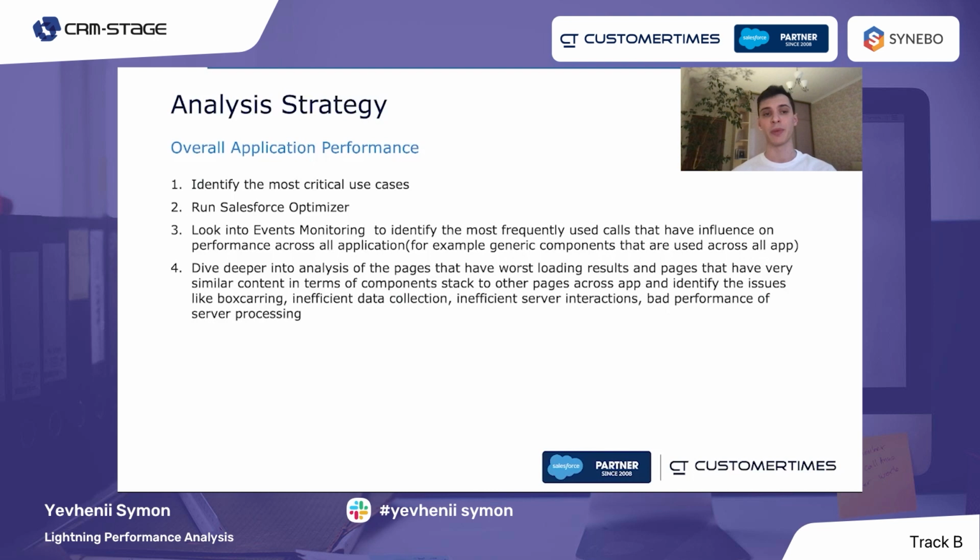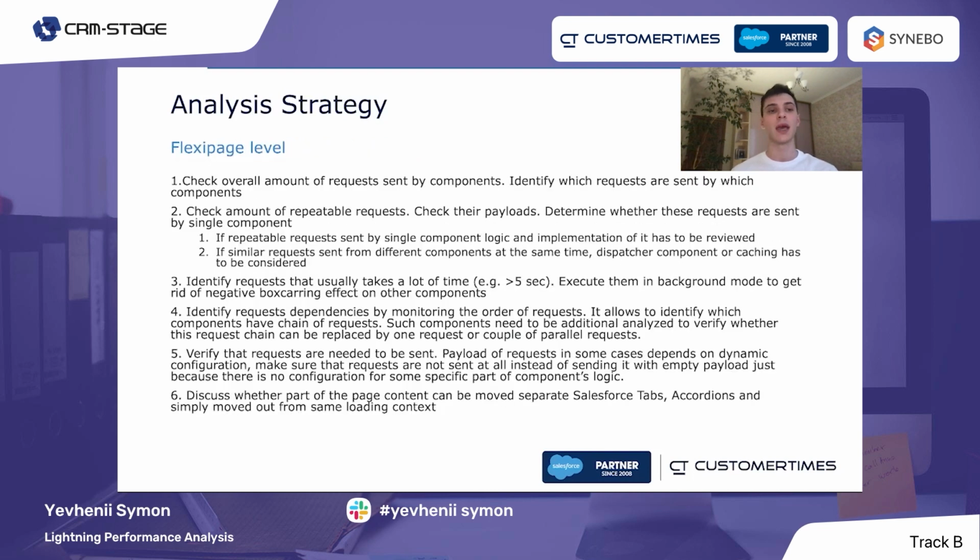In terms of the flexi-page, the strategy could be: check the overall amount of requests sent by component. Identify which requests are sent by which components. Check the amount of repeatable requests and their payloads. Determine whether these requests are sent by a single component. If repeatable requests are sent by a single component, its logic and implementation have to be reviewed. If similar requests are sent from different components at the same time, a dispatcher component or caching has to be considered.